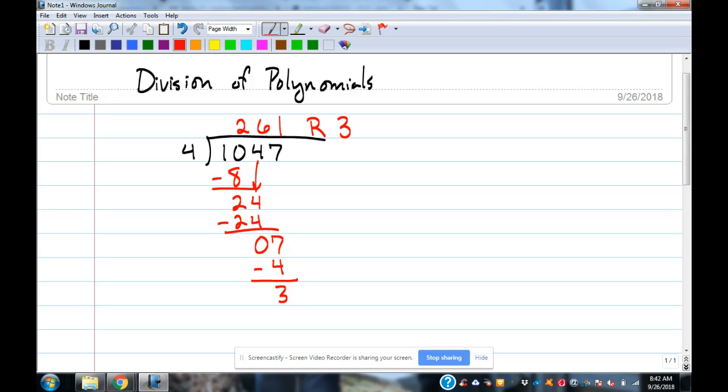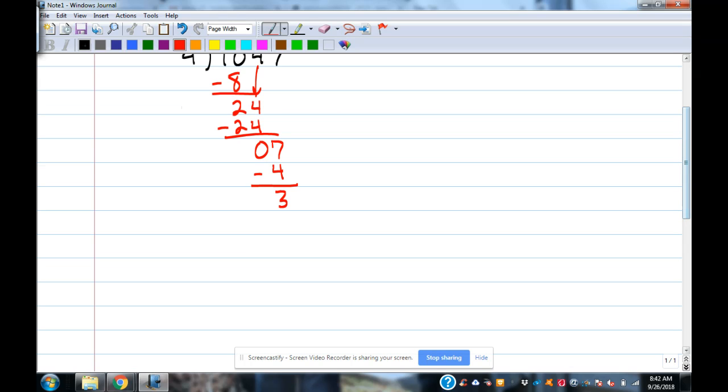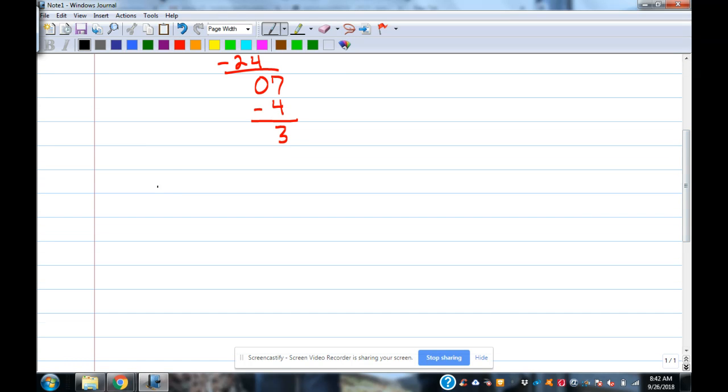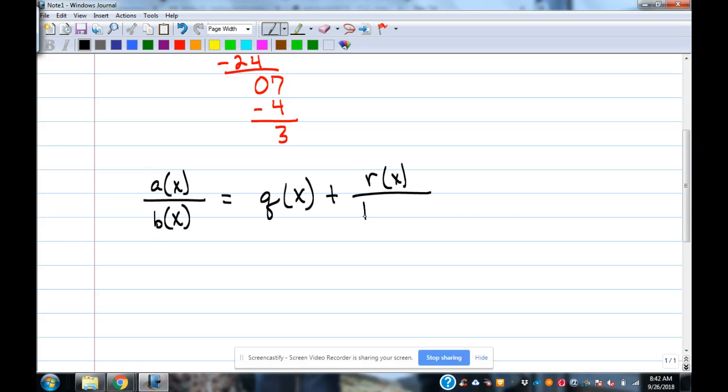What we're going to be working on is this remainder idea with polynomials. Because with polynomials, once you get here, you can't really go any further, so you're going to have a remainder out of that. So we're going to be using the remainder idea with this. And when you're dealing with polynomials, if you've got 2 polynomials, we'll call one of them a of x divided by b of x, when you divide those 2, you get q of x plus r of x over b of x.